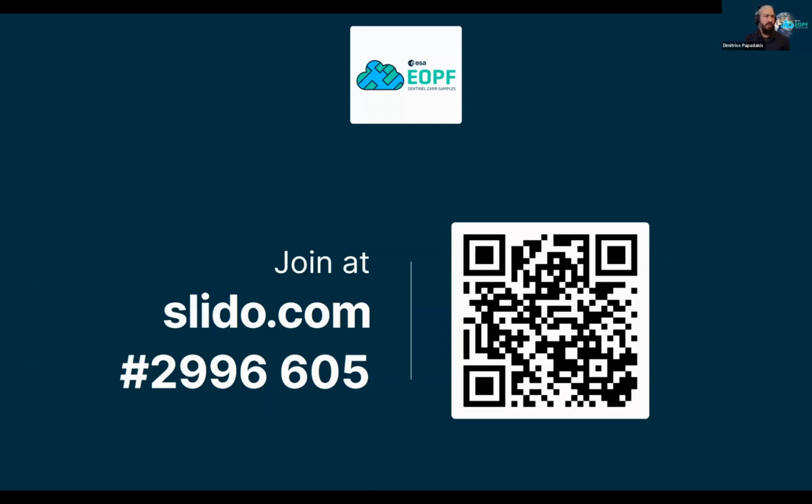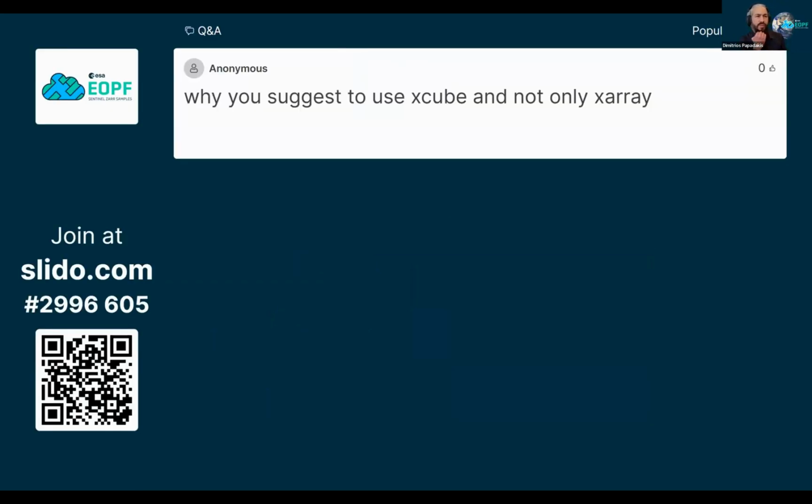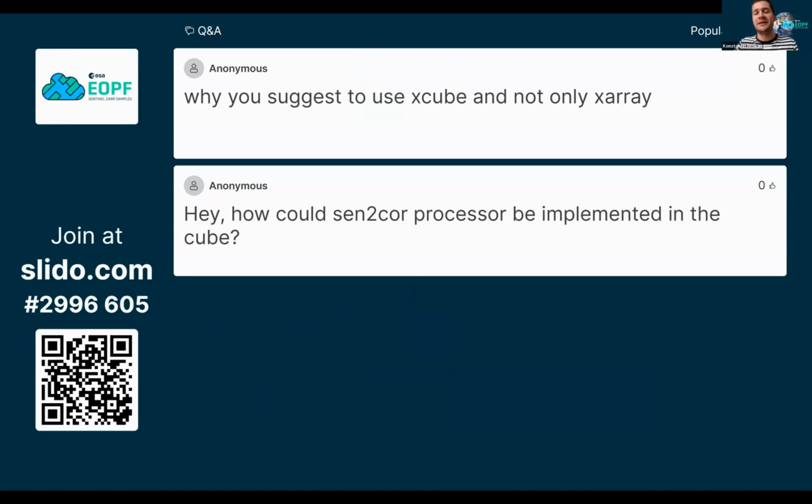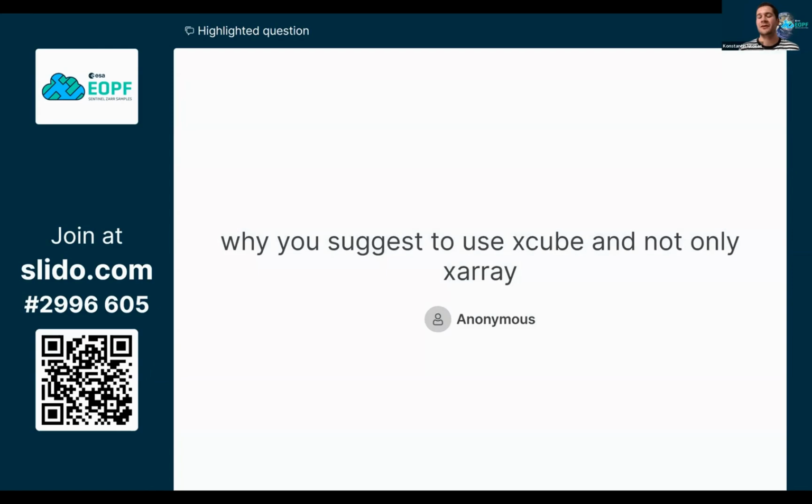Question from the viewer here: why do you suggest to use xcube and not only xarray? I would say it depends on what you would like to have. If you want to just open up a single tile, use xarray with the EOPF Zarr backend. If you want to have something more sophisticated, like Sentinel Hub basically does, giving you a 3D data cube, then you need to use xcube EOPF. It builds on top of xarray.